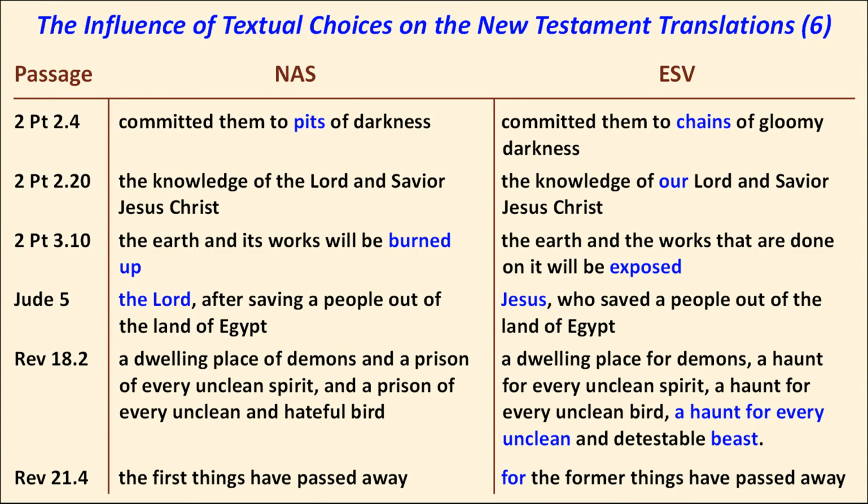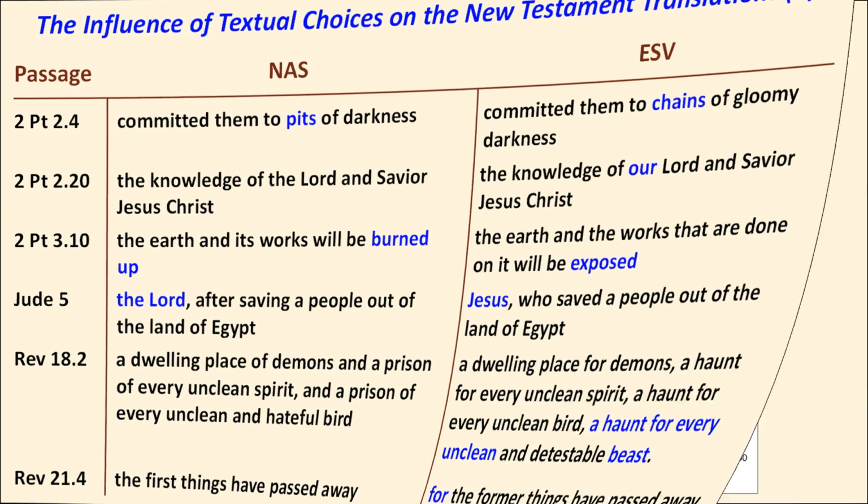The ESV has "chains of darkness" in 2 Peter 2:4 like the KJV. The NAS has "pits of darkness" like the ASV. In 2 Peter 3:10, the ESV states that the earth and its works will be exposed, while the NAS will have them be burned up, as in the older translations. And there is a rather famous difference in Jude verse 5, where the NAS reads "Lord," but the ESV has Jesus saving a people out of the land of Egypt.